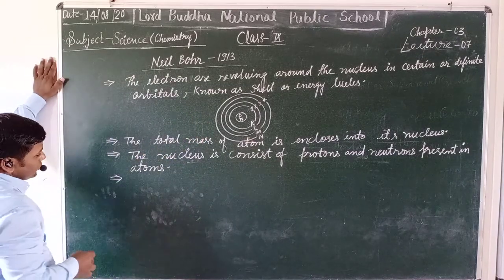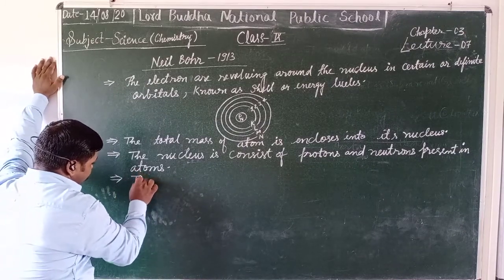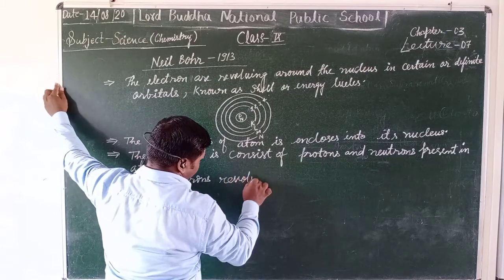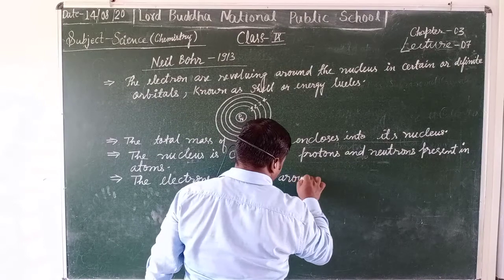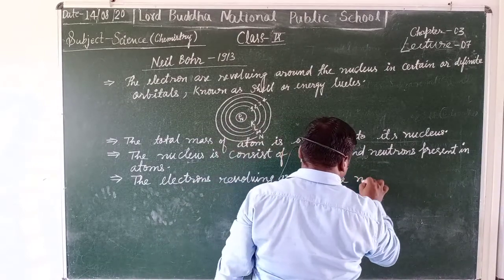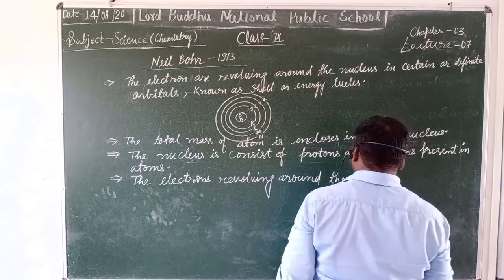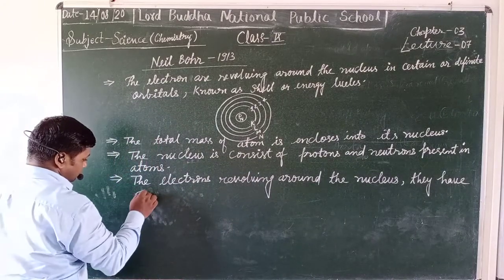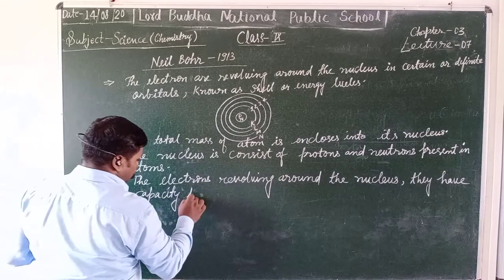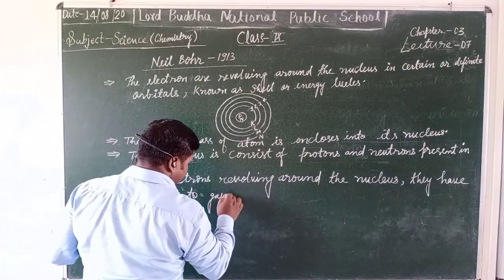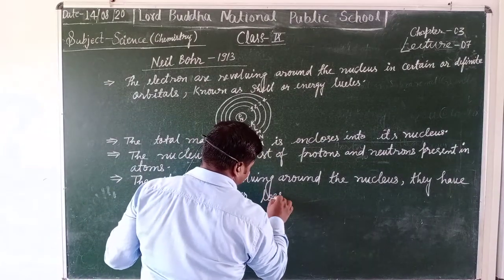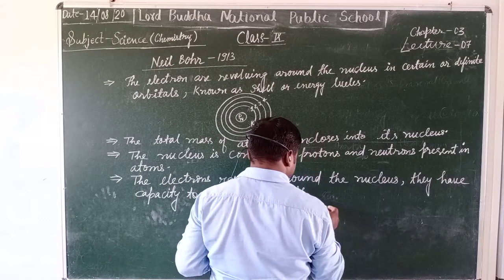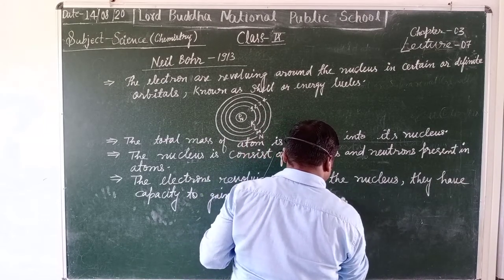Next, he also stated that the electrons revolving around the nucleus have the capacity to gain or lose energy.